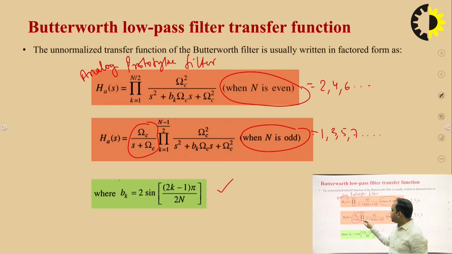For this, the product from k equals 1 to (n minus 1) by 2, means we have these terms available in a product form, a product of sums, we can say.